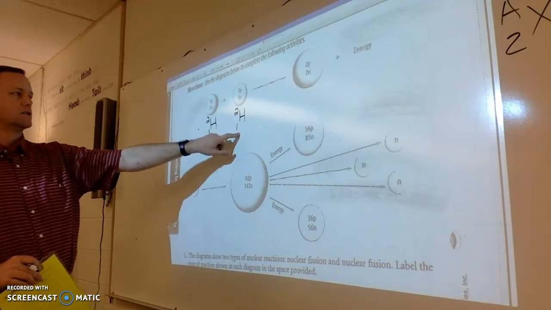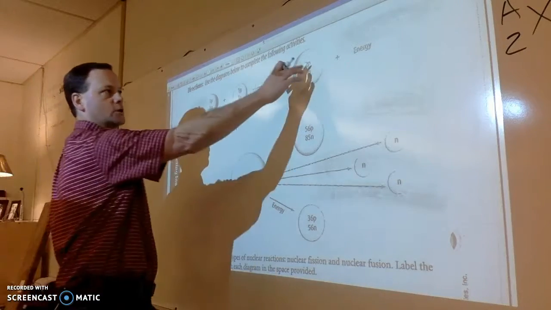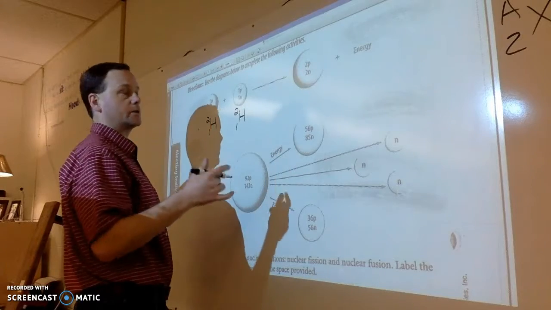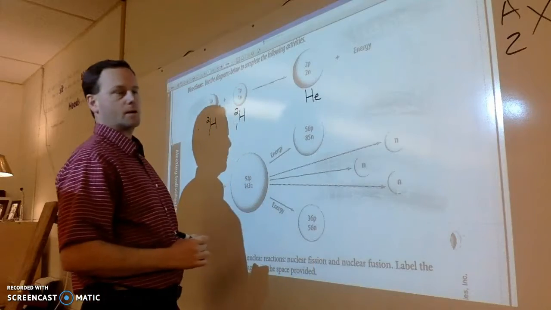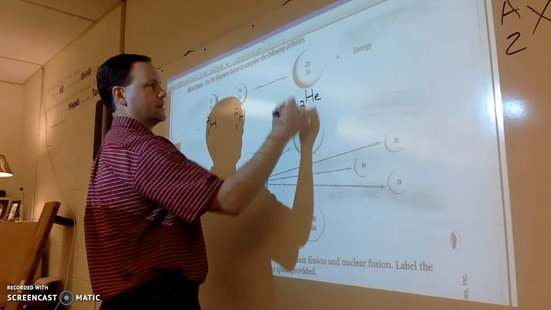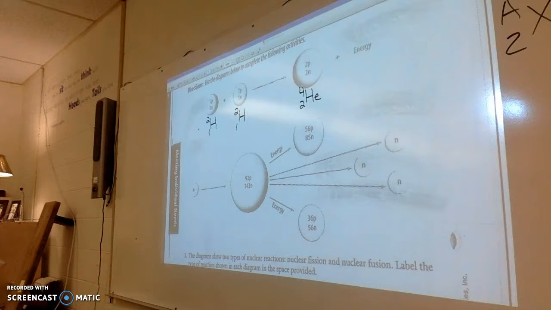Okay, the hydrogen 2 atoms slam together, and we make this atom over here. It's got 2 protons in the nucleus. Look on your periodic table, that means it's helium, so it's He. All right, again, 2 protons, and 2 plus 2 is 4. So it's a helium nucleus, also known as an alpha particle, basically.